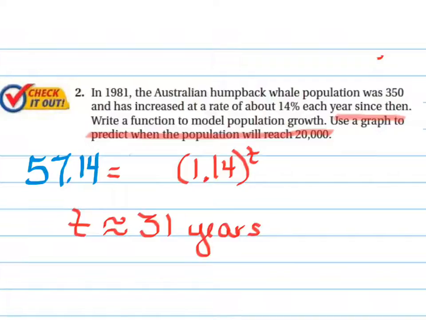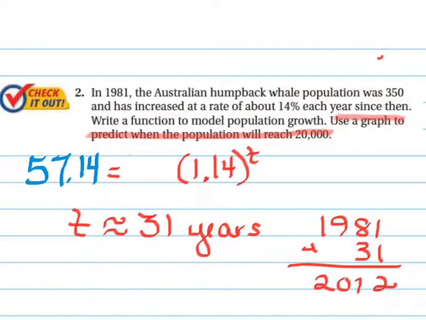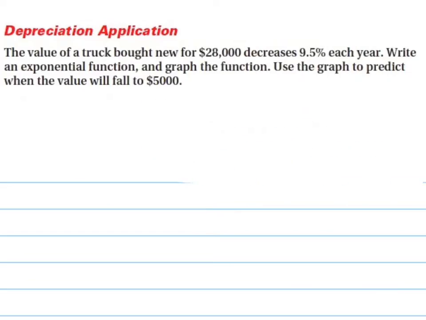You can see from my answer that my answer is 31. So using your trace key, what you're looking for is how close can you get to 57 on that trace, and it's going to be close to 31 years. So that would answer the question, and the answer this time once again is 2012. I do believe we have one more to do here.